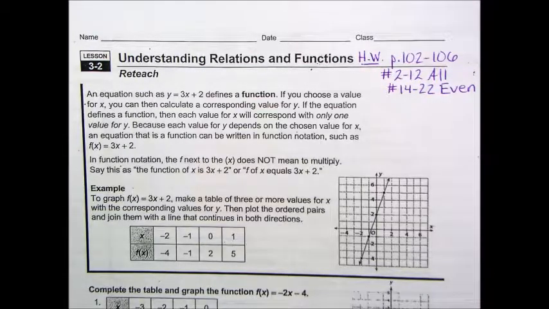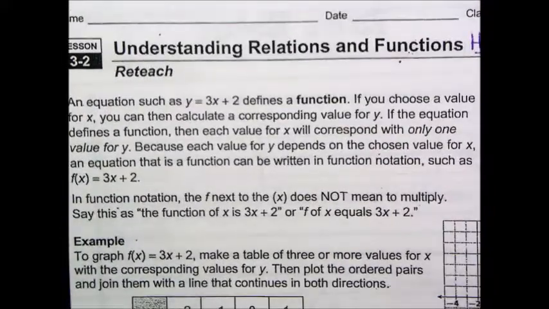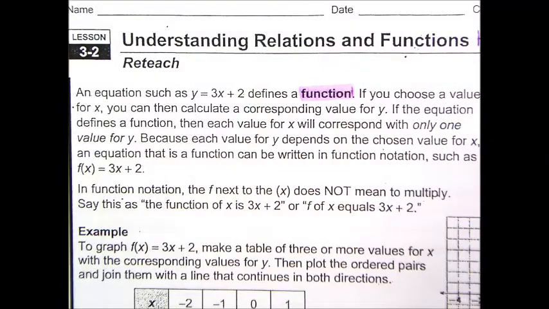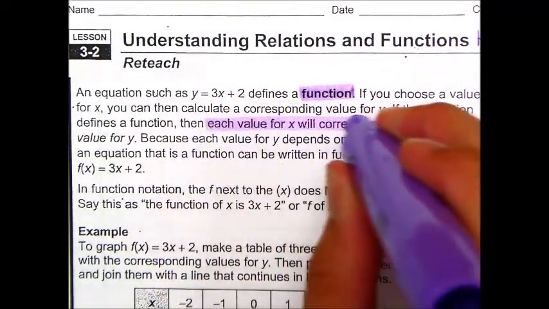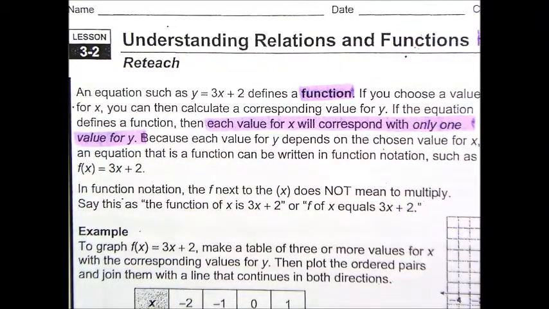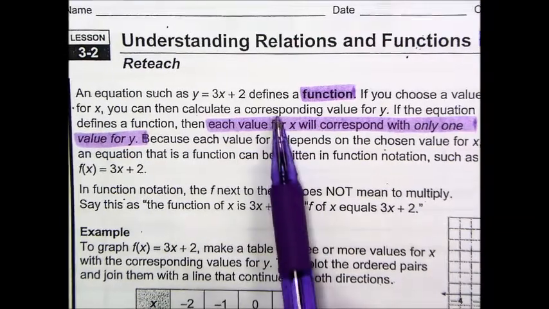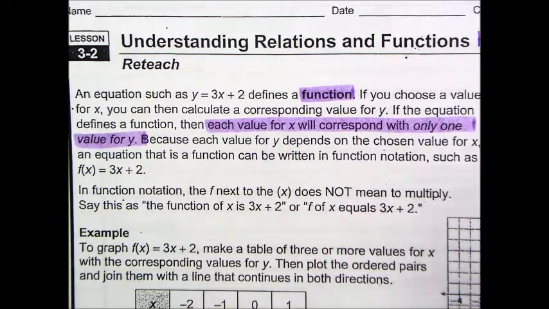We're going to start out with the definition of what a function is. I'm going to zoom in just a little bit tighter here. We're going to take a look right here where it talks about the definition of a function and says that in order to be a function, each value for x will correspond with only one value for y. So when we have a relationship relating x's to y's, as long as each value for x corresponds directly with only one value for y, we have a function.